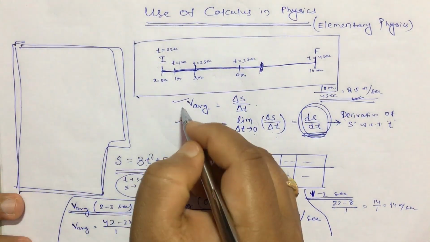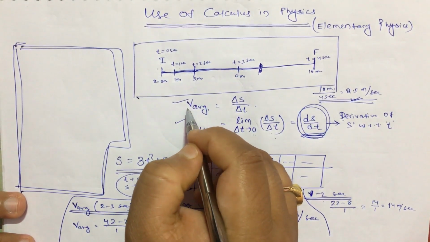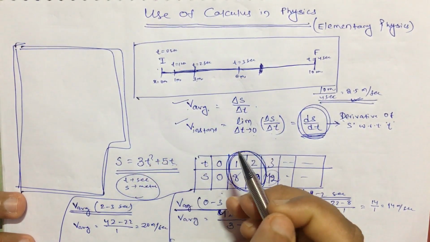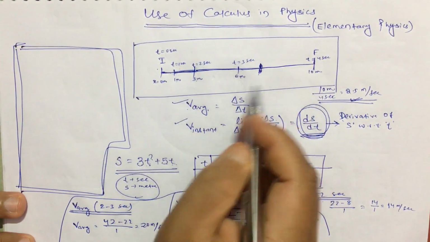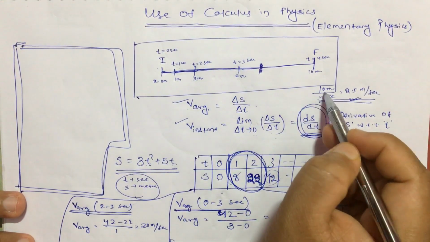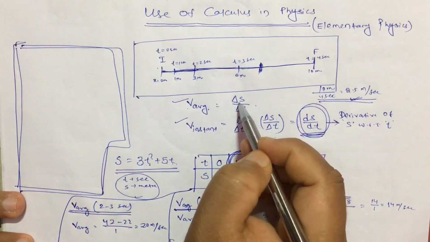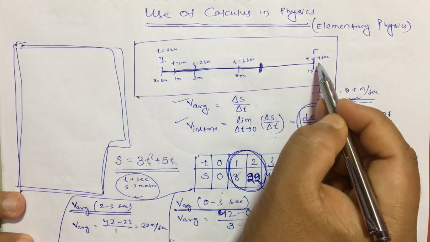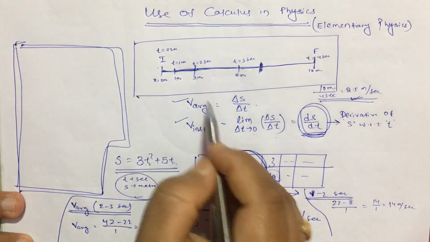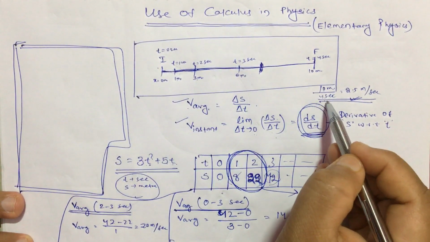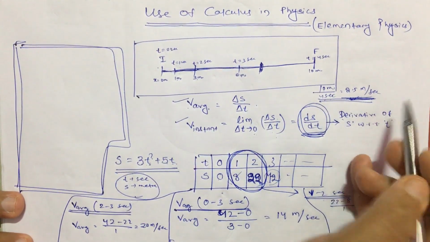And we know two formulas, like average speed, that we can find by delta s by delta t. In this case, if I find the average speed, then I will get 10 meter divided by 4 second. Delta s means total change in distance, that is 10 meter, divided by delta t, total change in time, 4 second, that is 2.5 meter per second.